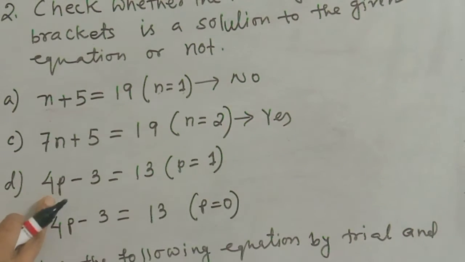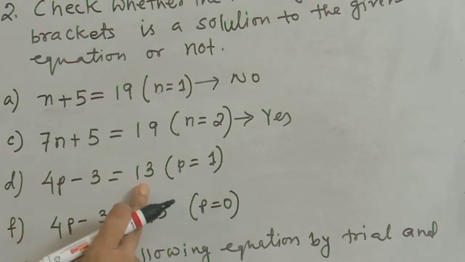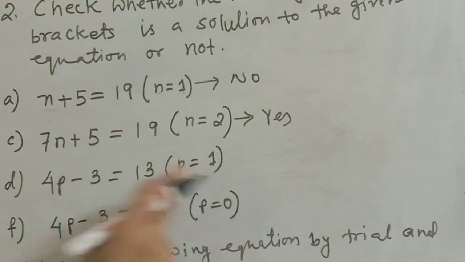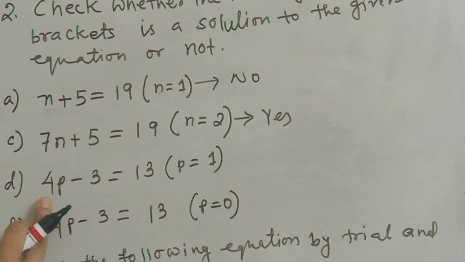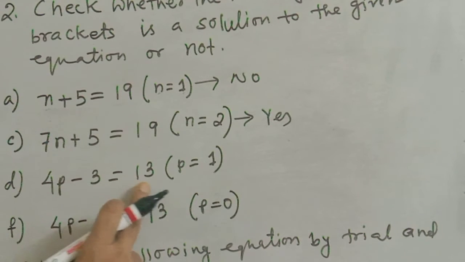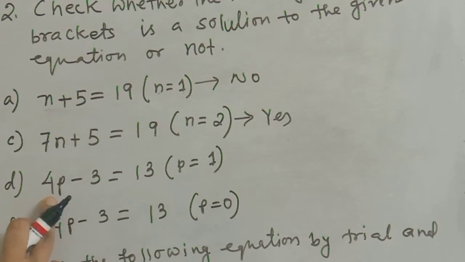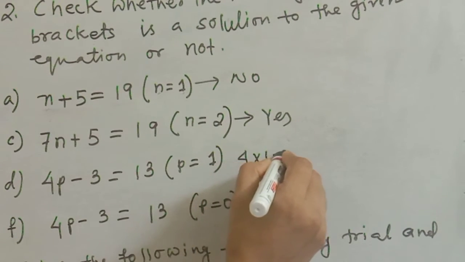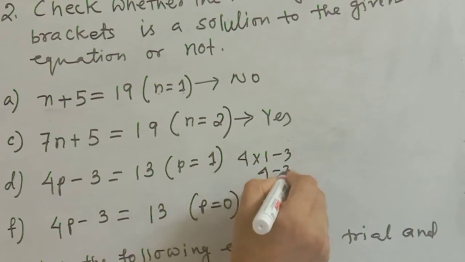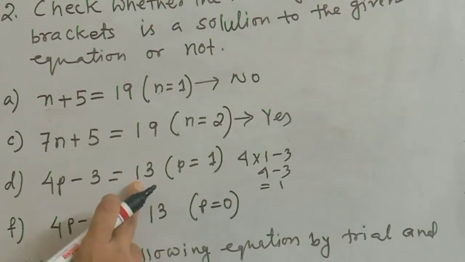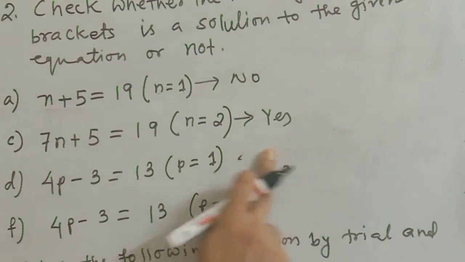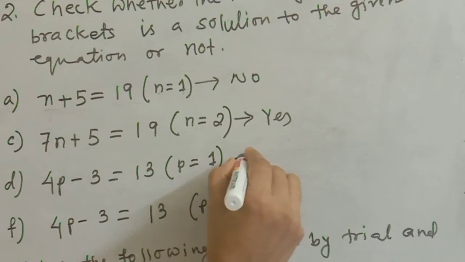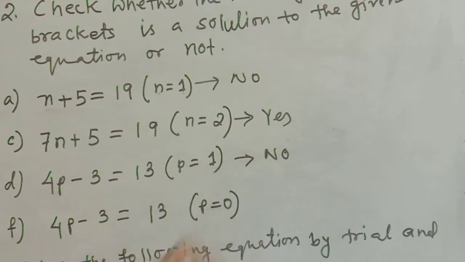Now see, 4p minus 3 is equal to 13. The value of p is 1. Then 4 into 1 means 4. 4 minus 3 is not equal to 13. Not possible. 4 into 1 minus 3, that means 4 minus 3, it is equal to 1, not 13. So it is not the correct value of this equation.